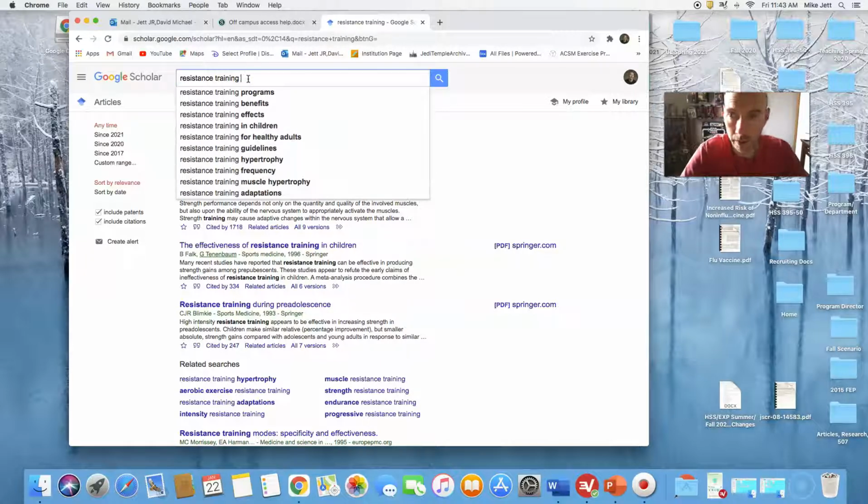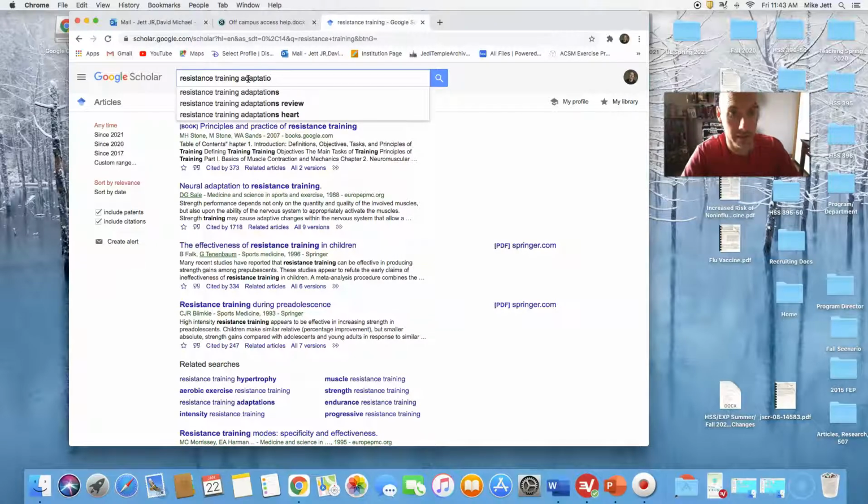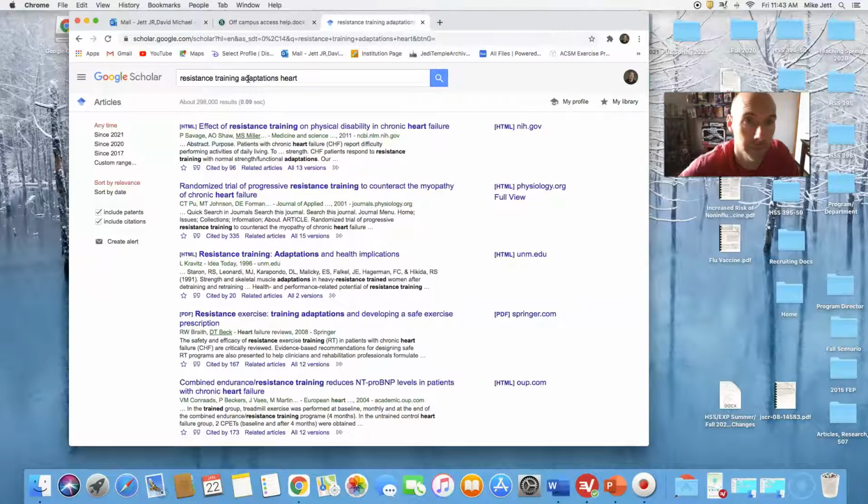So what I'm going to do is modify my search slightly, and I'm going to type in adaptations. Let's do that. Resistance training adaptations that occur in the heart. So now we have articles that come up that are a lot more focused on a specific topic, right?